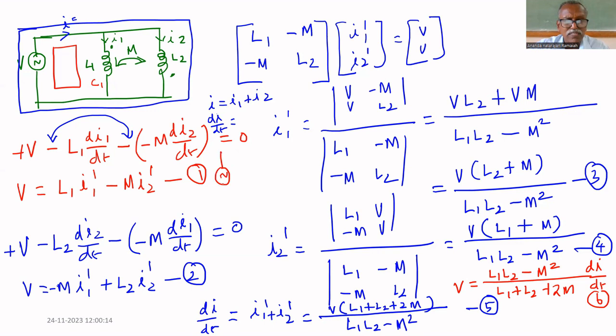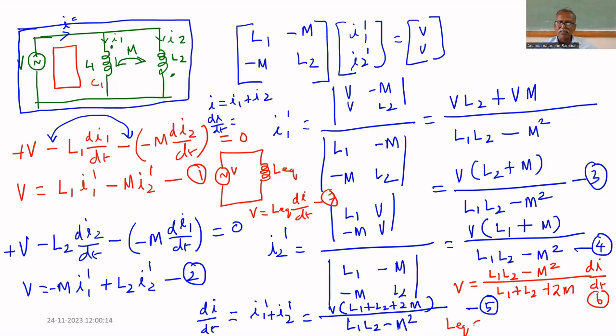If you consider an equivalent circuit, it has only one coil, that is L equivalent. Applied voltage is V. Therefore, V equal to L equivalent di by dt. That gives the seventh equation. Comparing sixth and seventh, L equivalent equal to L1 L2 minus M square divided by L1 plus L2 plus 2M.